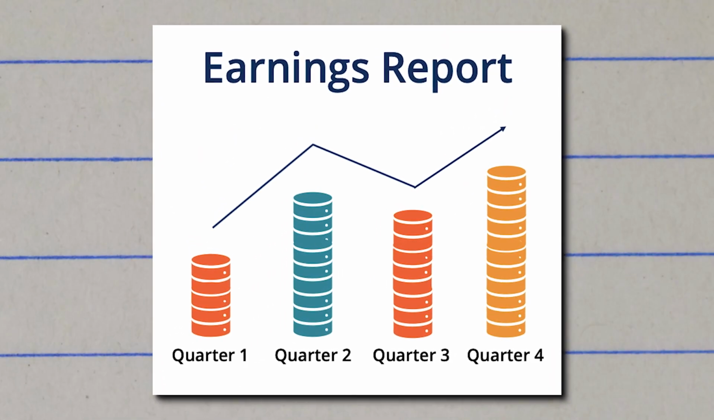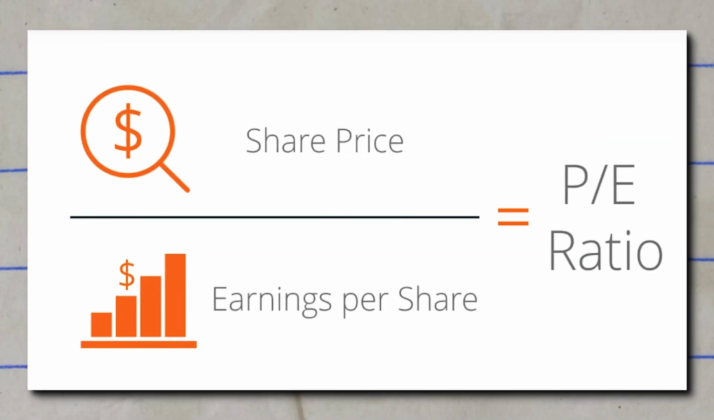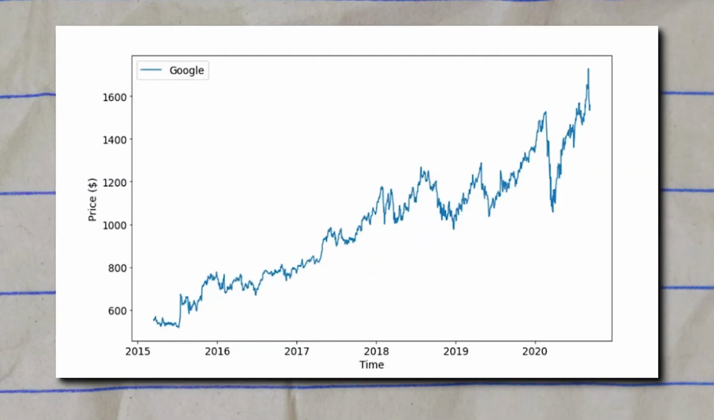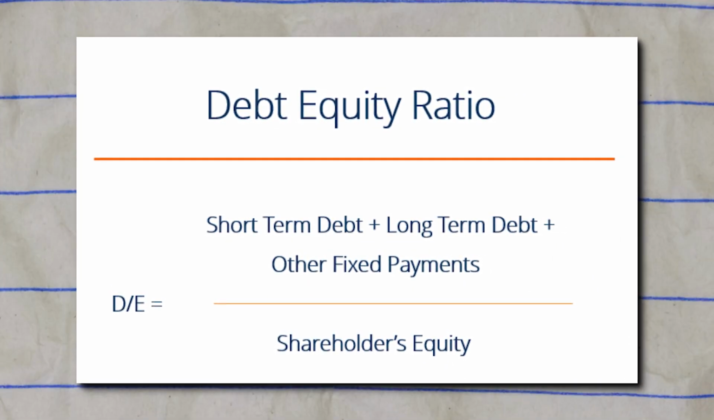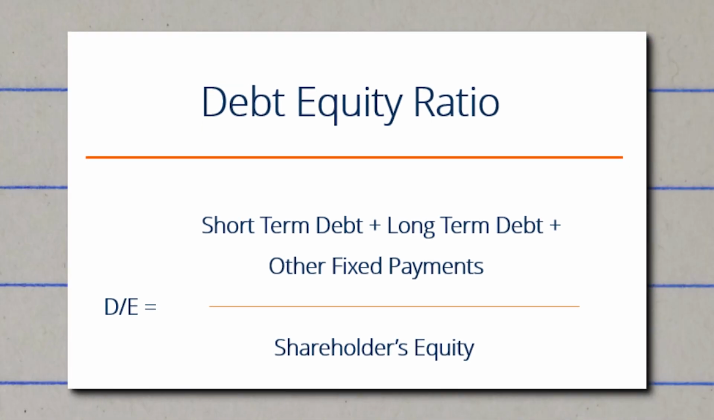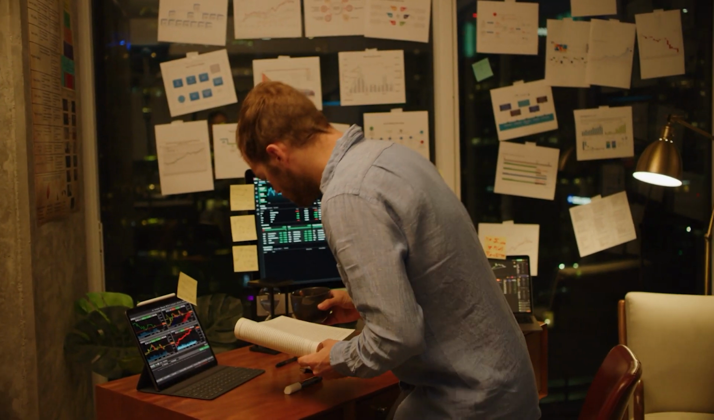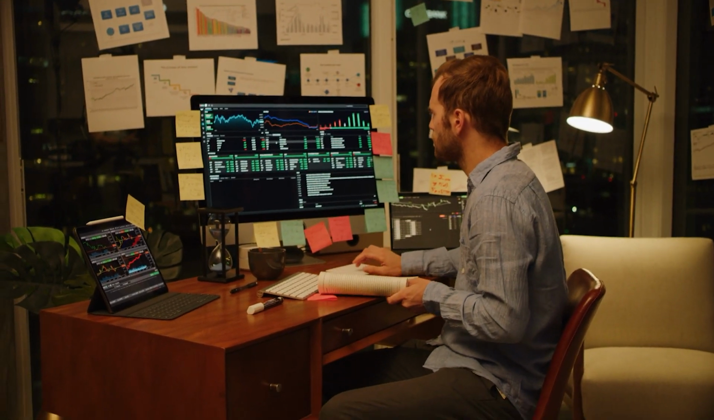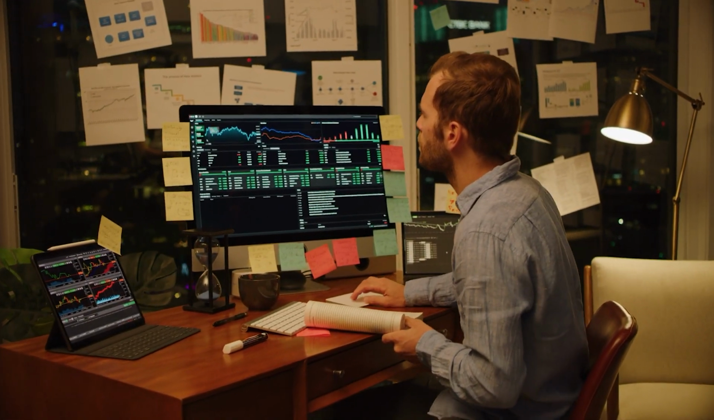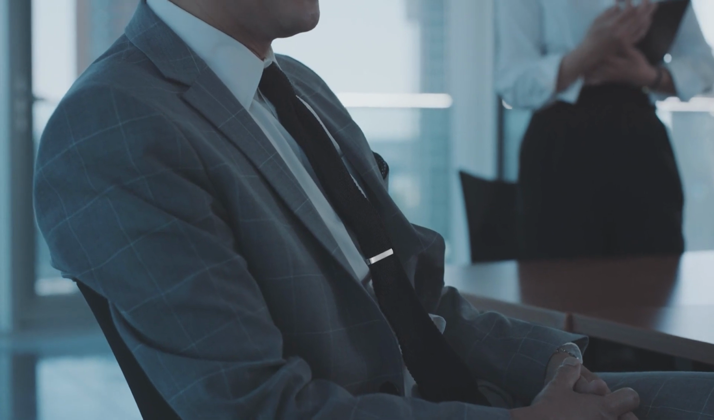Key tools include earnings reports, which reveal profitability, the price to earnings or PE ratio, assessing stock price relative to earnings, and the debt to equity ratio, showing a company's debt in relation to its equity. Additionally, studying industry trends and broader economic factors further shapes this investigation. By piecing together these clues, investors can make more informed decisions on the viability and long-term prospects of a company.